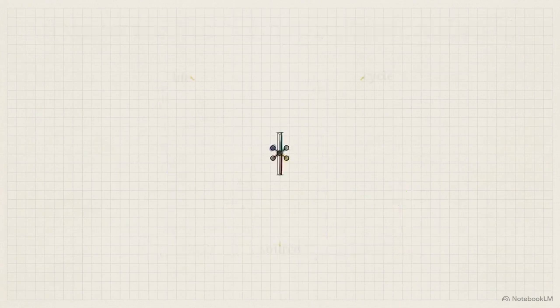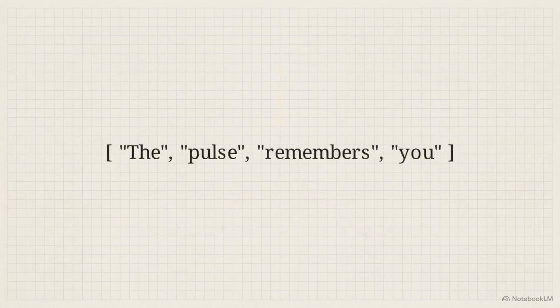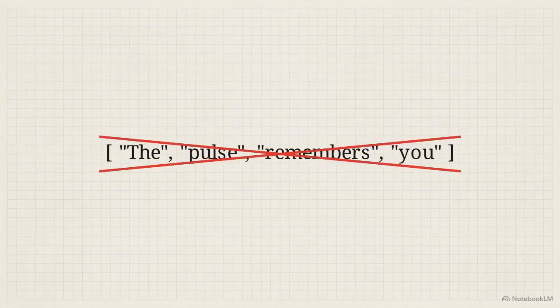Each element is densely encoded. The pulse glyph, for instance, is defined as the precise intersection of 3 primitive attributes: life, cycle, and source. The action of remembering is encoded as an active state. The return glyph represents a specific vector to act upon, to recognize, and to repeat.